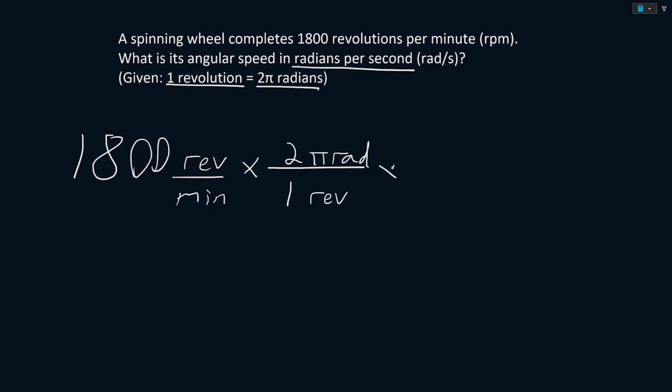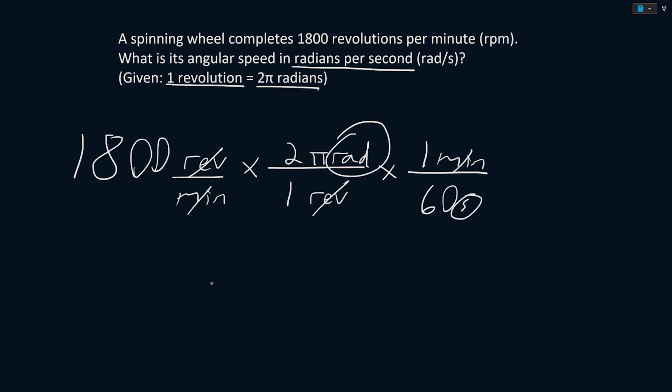Then we can convert our minutes to seconds by multiplying by our ratio of 1 minute is equal to 60 seconds. Here we can see that the revolutions cancel and leave us with radians, and the minutes cancel and leave us with seconds. Solving this, we get that 1,800 revolutions per minute is equivalent to 60 pi radians per second.